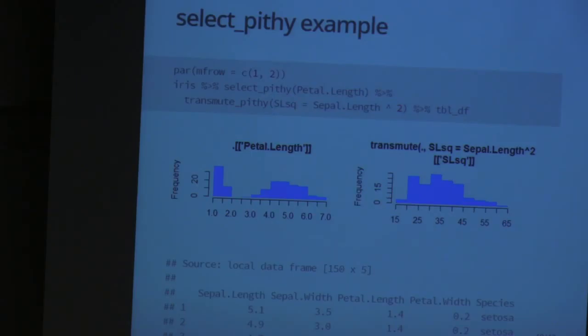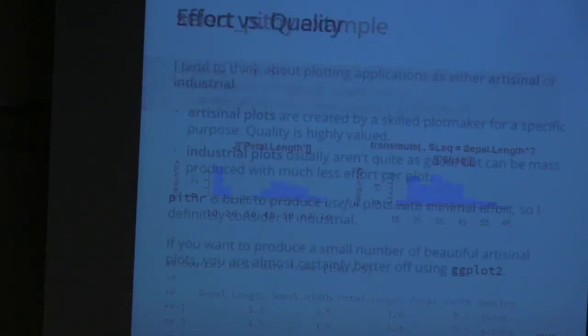And you can see that in addition to the plots, at the end of this chain, since I'm using transmute Pithy, that's returning the original data set. And so you can see that our iris data set, which you're probably familiar with, still has all 150 rows and the 5 original columns. So running select Pithy and transmute Pithy did not change my data set at all.